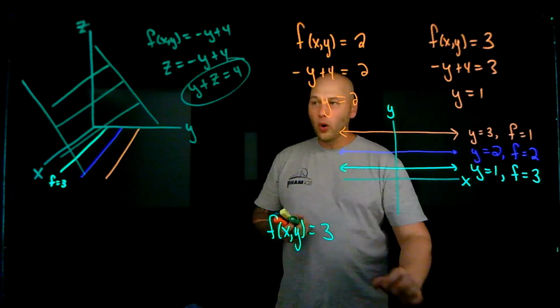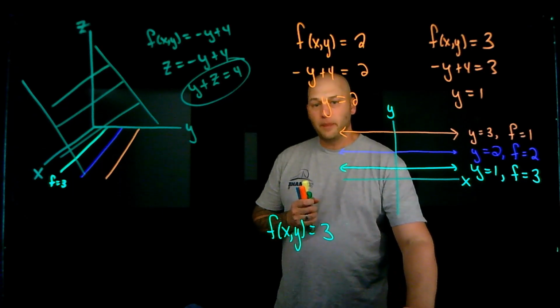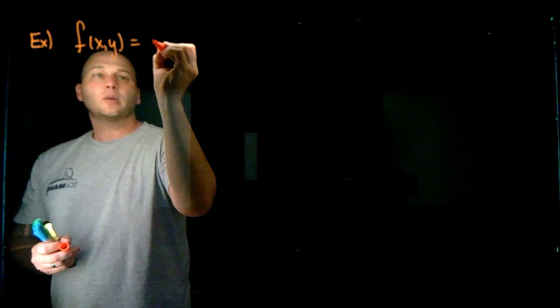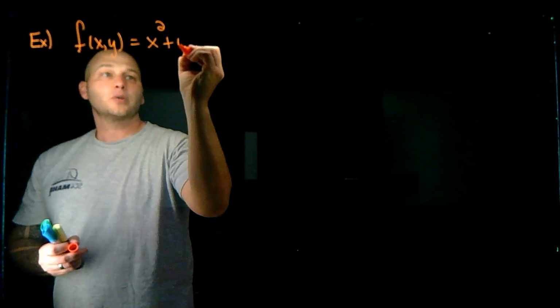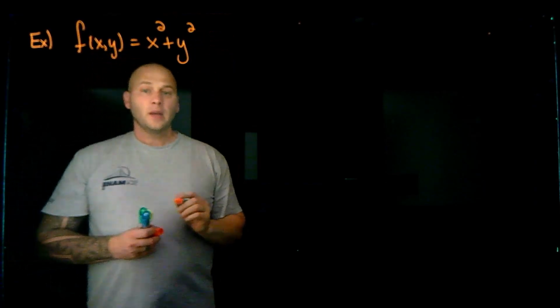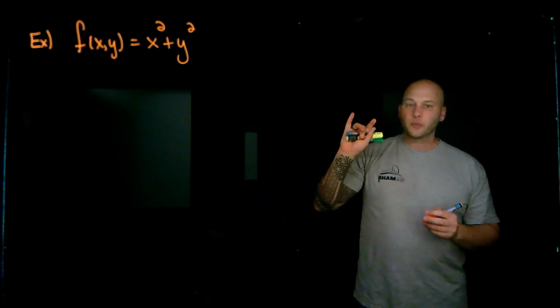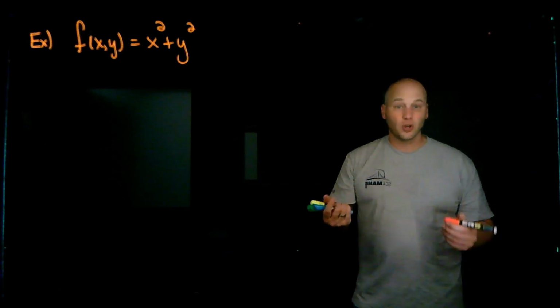Okay? Let me do one more quick example, and then I will wrap up. The next one I'm going to do is a slightly more complicated function. It's going to be a slightly more complicated graph, but ironically, it's actually a little bit easier to sketch. Let's take a look at the following function: f of x y is equal to x squared plus y squared. That expression, x squared plus y squared, should look familiar, right? That's the expression used in the equation of a circle centered on the origin.